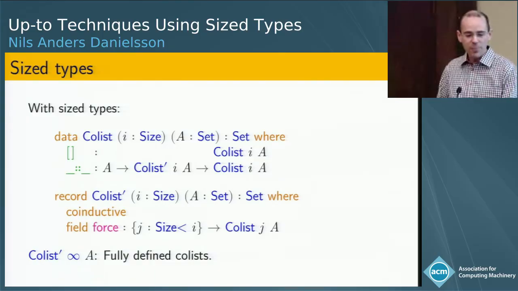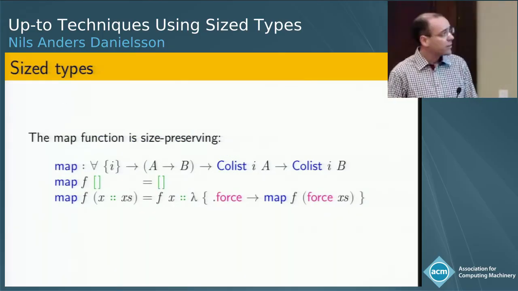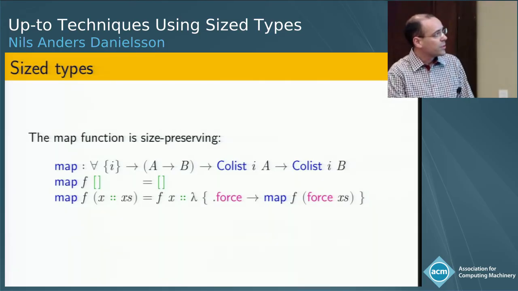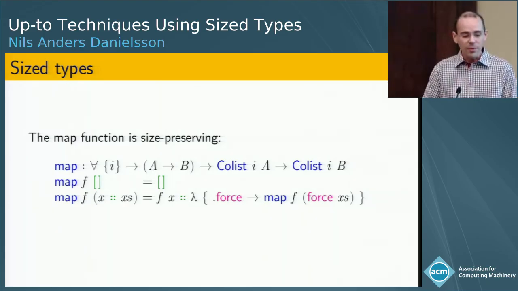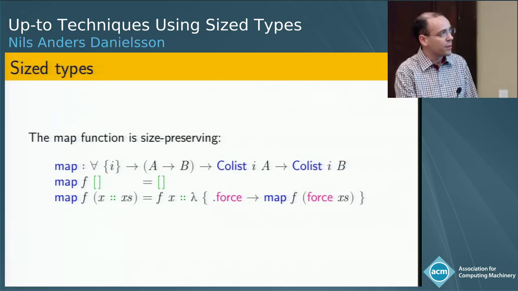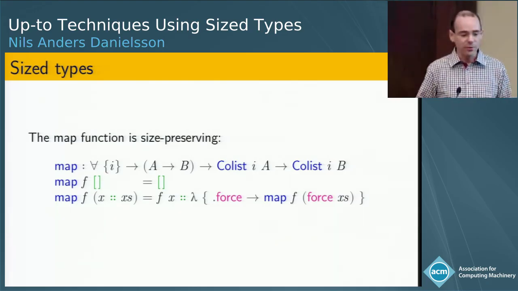And now let's look at the map function. Here the map function, we can keep exactly the same body as before, just update the type signature. And this says that for any size I and any function from A to B, if we have a co-list of size I containing A's, we get a co-list of size I containing B's. So you can see that now this is a size-preserving definition, meaning that the size here is preserved in the output. And that's going to be a central topic here today.